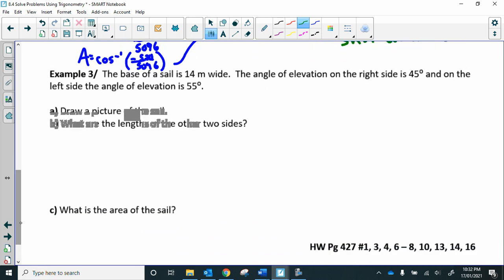The base of a sail is 14 meters wide. The angle of elevation on the right side is 45 and on the left is 55. Let's draw a picture. So a sail like on a sailboat.